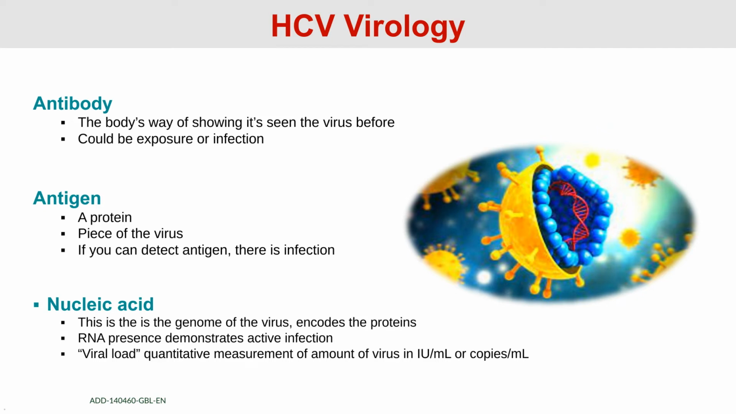When we think about testing, we really need to break down the testing modalities. Just as a reminder, hepatitis C antibody positivity is the body's way of showing that it's seen the virus before. In the context of some viruses, it could be exposure or infection, and in Hep C, we wouldn't know until we went to the next step. Hepatitis C core antigen: an antigen, just as a reminder, is a protein, a piece of the virus. If you can detect the antigen, that means there's virus there.